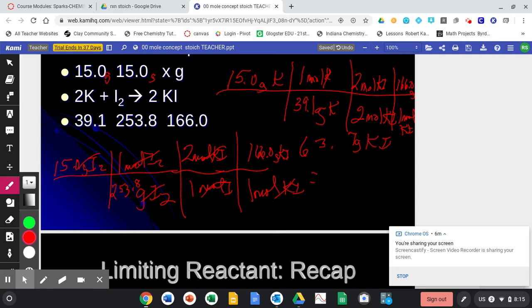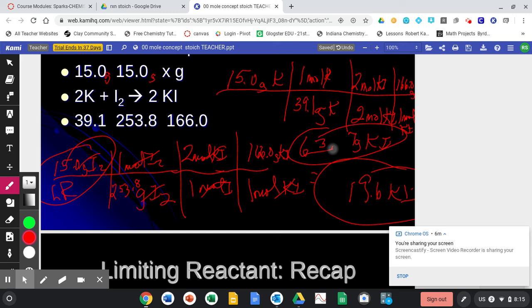And so I get 15 times 2 times 166 divided by 253.8, and that gives me 19.6. So overwhelmingly, this is my limiting reactant. This is my correct answer. This is not what I'm going to use. And so I found my limiting reactant here.